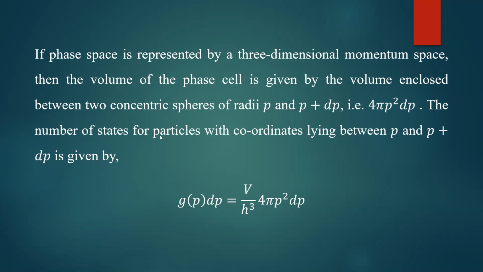Okay, the number of states for particles with coordinates lying between p and p plus dp is given by this expression, where g of p into dp gives the density of states equal to total volume by h cube into 4 pi p square into dp. So it is a three-dimensional space. I have taken three-dimensional space. That's why degrees of freedom f will be 3. That's why h to the power f becomes h cube, into the volume of that particular sphere, that is 4 pi p square into dp. Okay, that is how you can represent density of state in terms of momentum coordinate only.